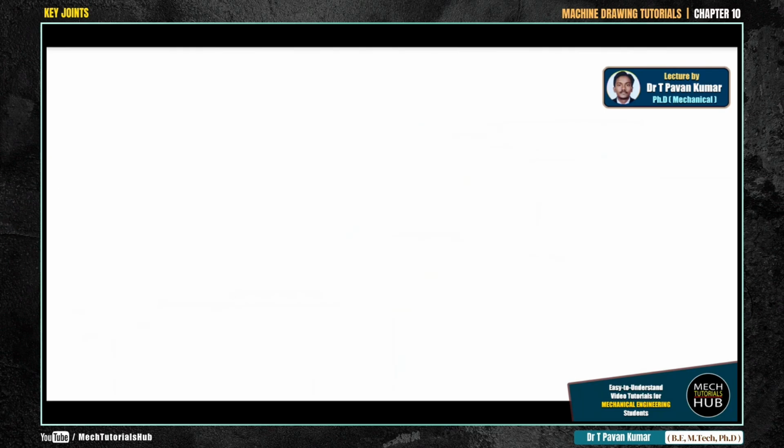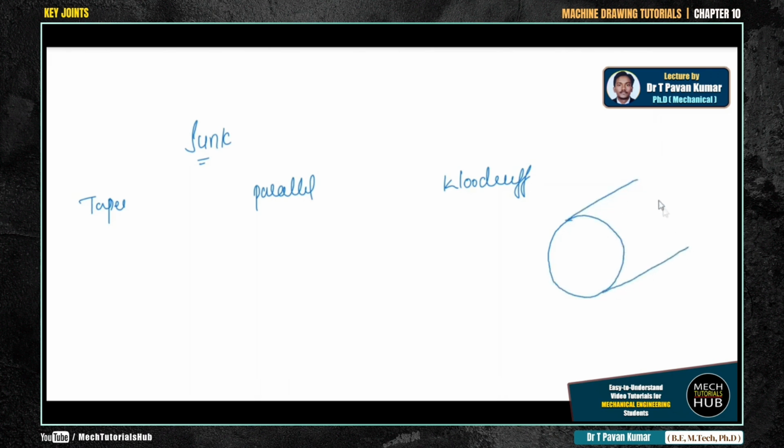I'll take a fresh window and let me explain to you about a sunk key. As I said, sunk key classification: taper sunk key, parallel or feather key, and Woodruff key. Coming to sunk keys, basically, as I said, keyways are provided in both: half of the keyway in the hub, half of the keyway in the shaft portion. So that representation I'll try to draw. Let us call this the hub 3D representation.